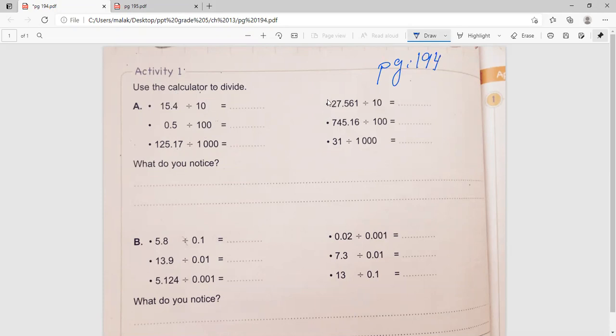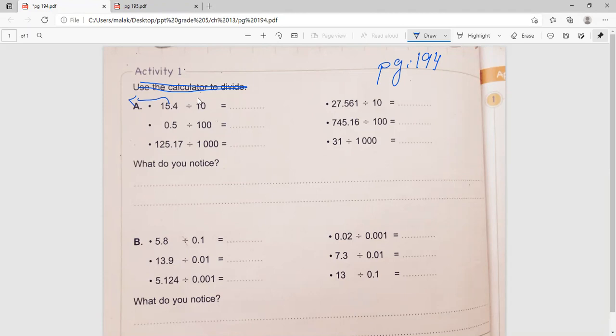Activity 1, use the calculator to divide. So we will not use the calculator. Cross it, please. How do we divide a decimal number by either 10, 100, or 1000? In order to divide a decimal number by 10, 100, 1000, the first step, I will move the decimal point. لما نقول divide, so we have to move the decimal point backward to the left side.